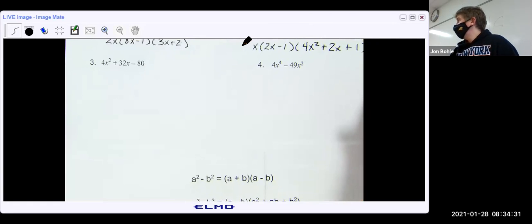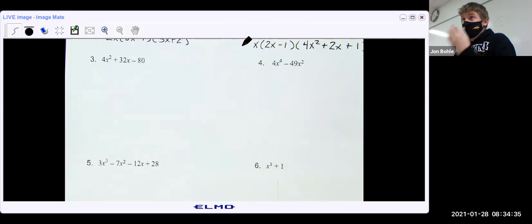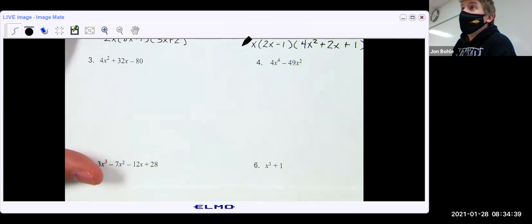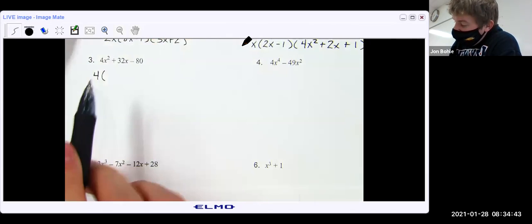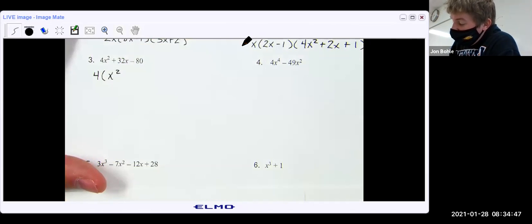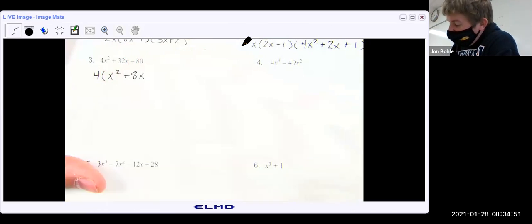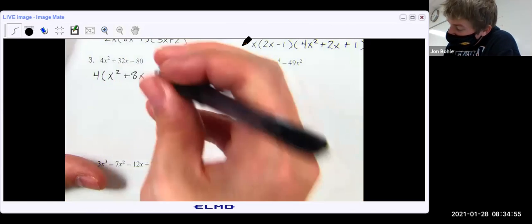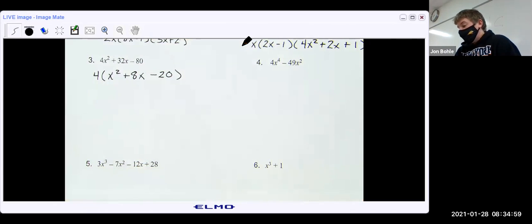Three. Obviously, we're starting with the greatest common factor. Can anybody identify it? If I divide 4x squared by 4, I get x squared. If I divide 32x by 4, I get 8x. And if I divide 80 by 4, that is 20.